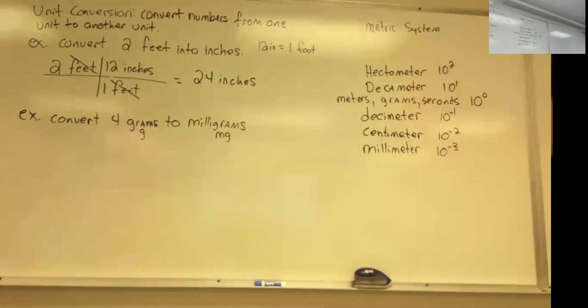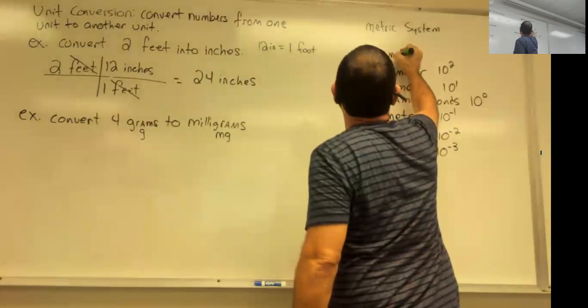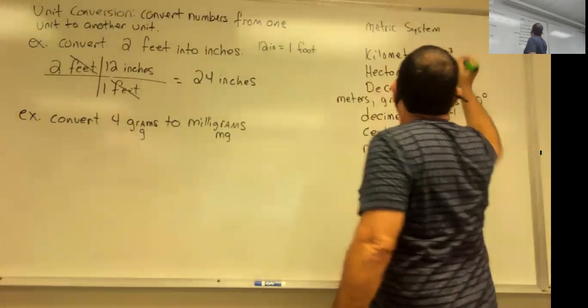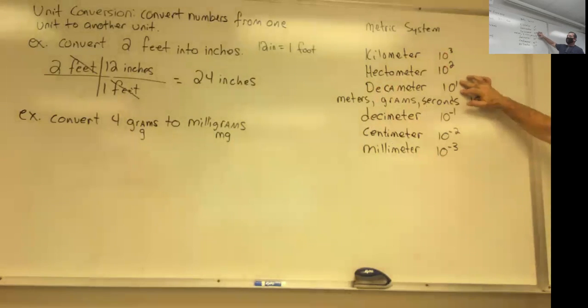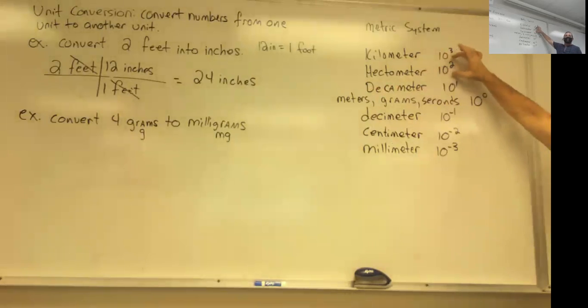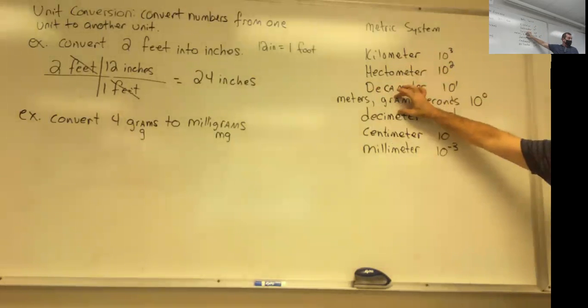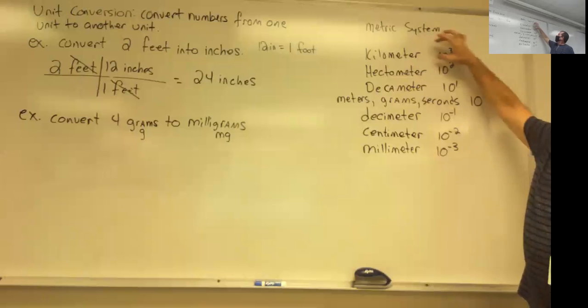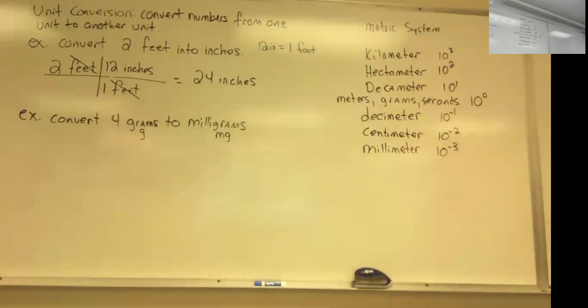The one y'all are probably the most familiar with. What about the one with K? Kilo. So what this means, 10 to the first means if you started with a meter, a decameter would be 10 meters. A hectometer would be 10 to the second. Well, 10 times 10 is 100. So 1 hectometer is 100 meters, okay? Kilo is 10 to the third, which is 1,000. So 1 kilometer is 1,000 meters.